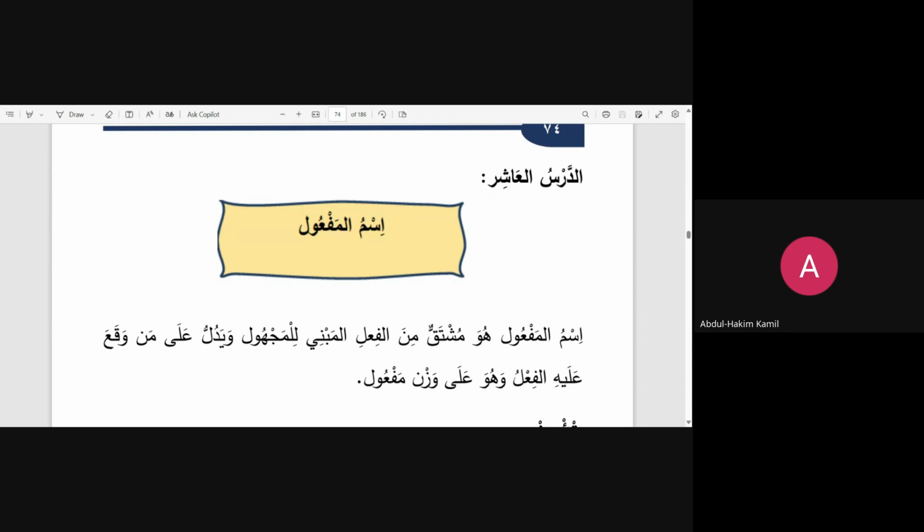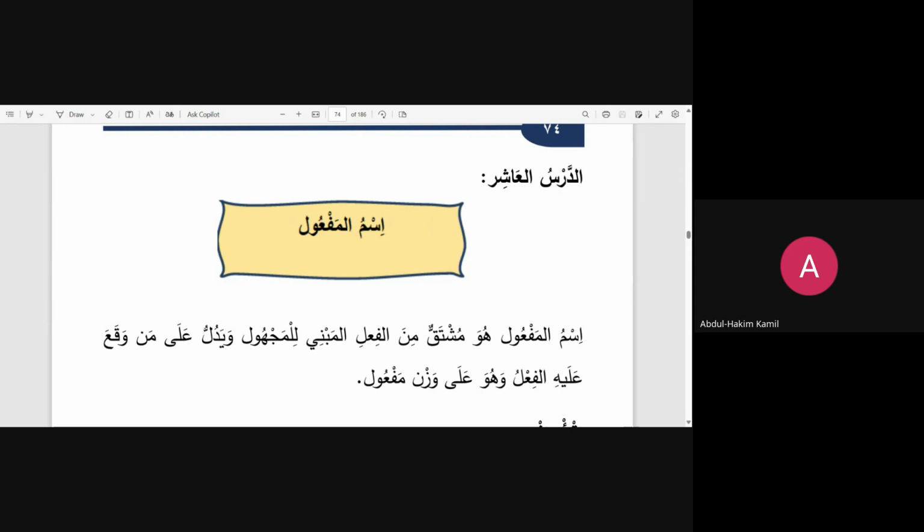So what do we have here? We have ism maf'ul mushtaqun min al-fi'l al-mabni lil-majhul. You remember that? Ism maf'ul is taken from that. It's taken from al-fi'l al-mabni lil-majhul. And that's why we have to study that chapter, so that it's going to help us with this chapter. If we understood al-fi'l al-mabni lil-majhul, then this is where the ism maf'ul comes from. As for this fi'l al-mabni lil-ma'lum, then we know that that needs a fa'il. And that's why we finish ism fa'il.